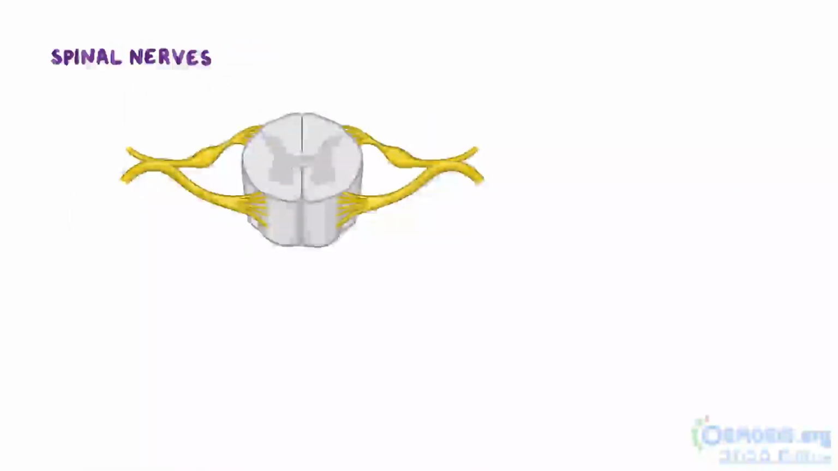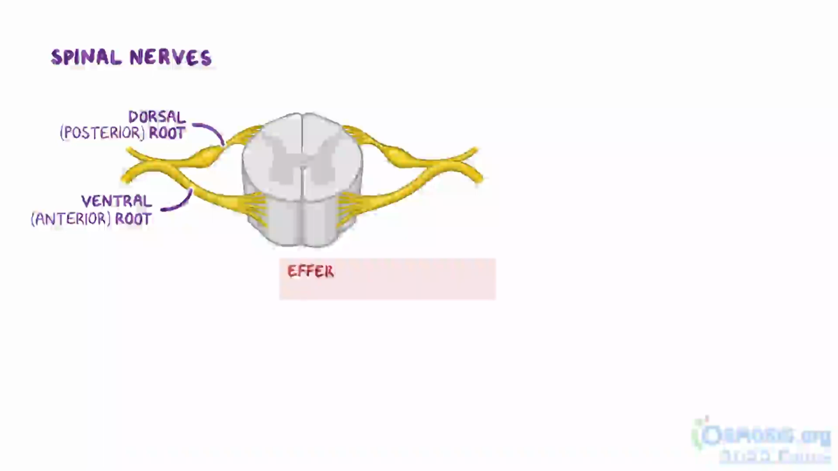The other type of nerves in the PNS are spinal nerves, which are nerves that arise directly from the spinal cord via 2 roots, called the ventral or anterior roots and dorsal or posterior roots. Now, the ventral or anterior roots consist of a number of efferent or motor fibers from the anterior horn of gray matter within the spinal cord. These fibers carry motor information from the CNS to the muscles of the body.